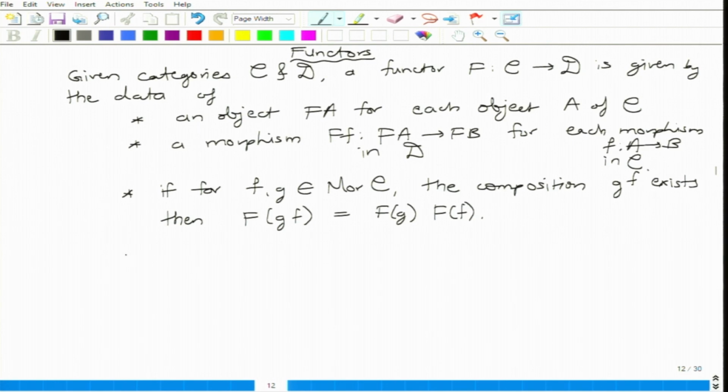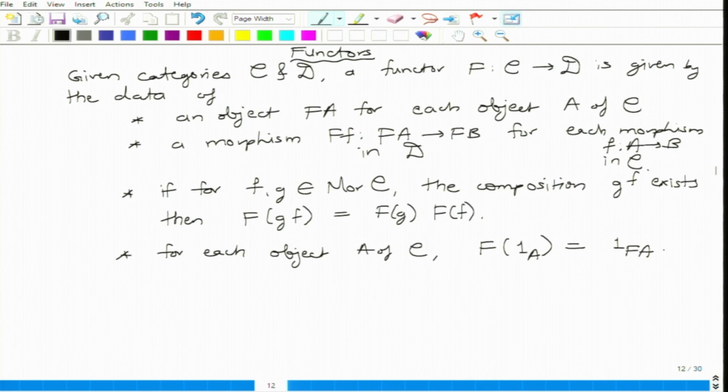Satisfying, oh, one more thing: for each object A of C, what is the image of the identity morphism? Identity of the image, so 1 sub Fa. So identities map to identities, composition to composition, objects to objects, and domain, codomain, morphisms, everything just to appropriate locations.